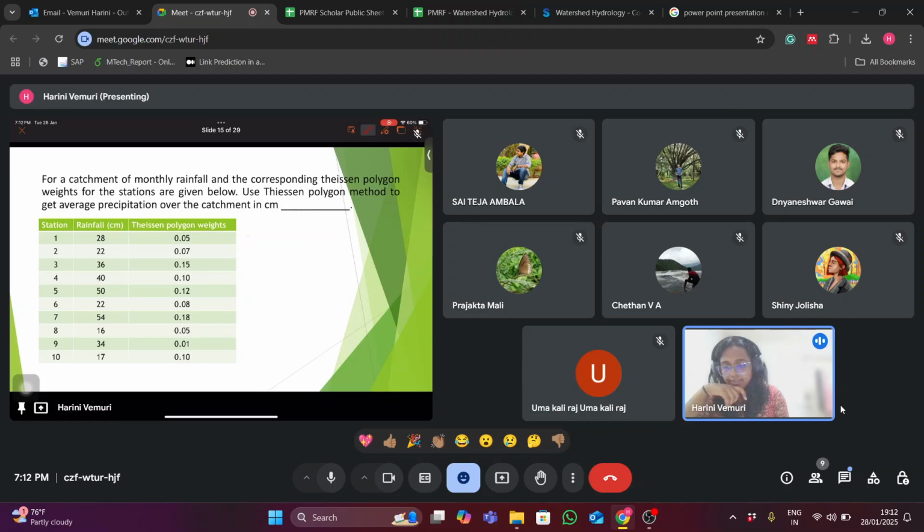So now let's solve a problem. The problem is, for a catchment, the monthly rainfall and the corresponding Thiessen polygon weights for the stations are given below. Use the Thiessen polygon method to get the average precipitation over the entire catchment. Here in the question, the Thiessen polygon weights are given, not the area specific to the station, right? So each weight corresponds to Ai by A, that means the station's area divided by total area. This is called the weight in this case.